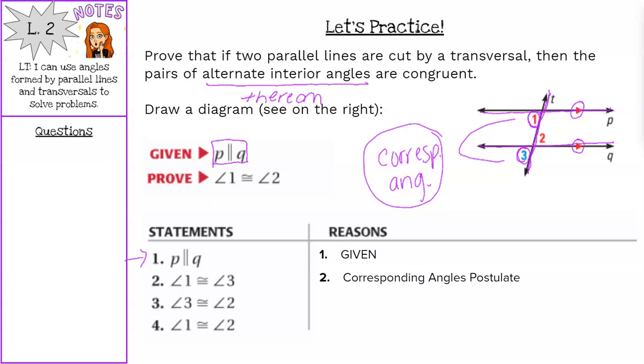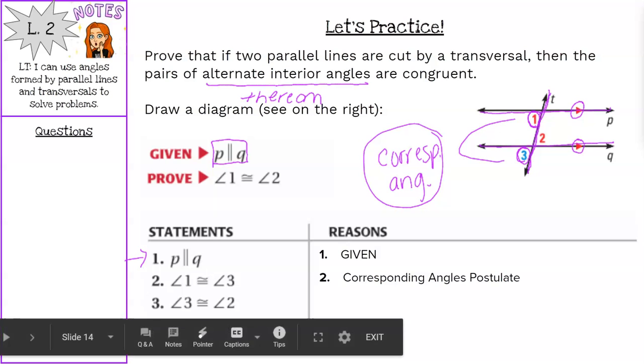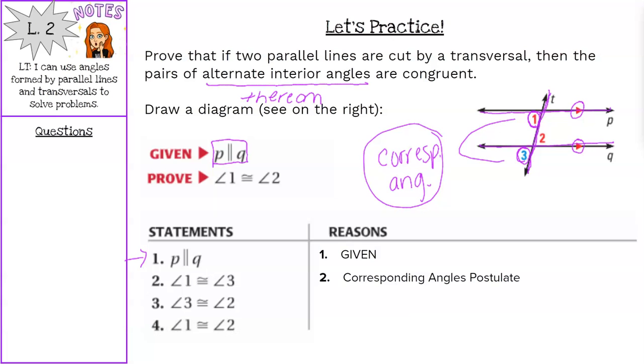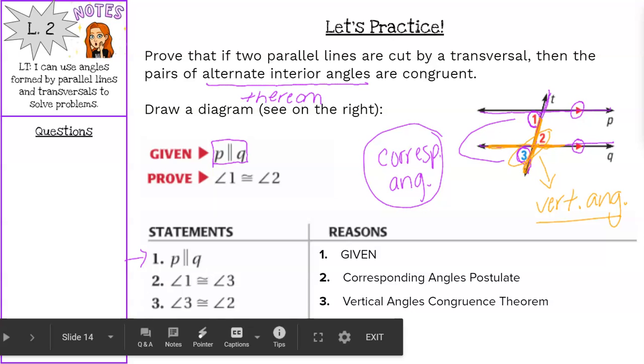Next, we have angle 3 is congruent to angle 2. Well, if we look at our diagram, why can we say that angle 3 is congruent to angle 2? So here's angle 3, and here's angle 2. You see how they make those V's, they're back to back, they're connected, they're those vertical angles. And we know that vertical angles are congruent because of our vertical angles congruence theorem.